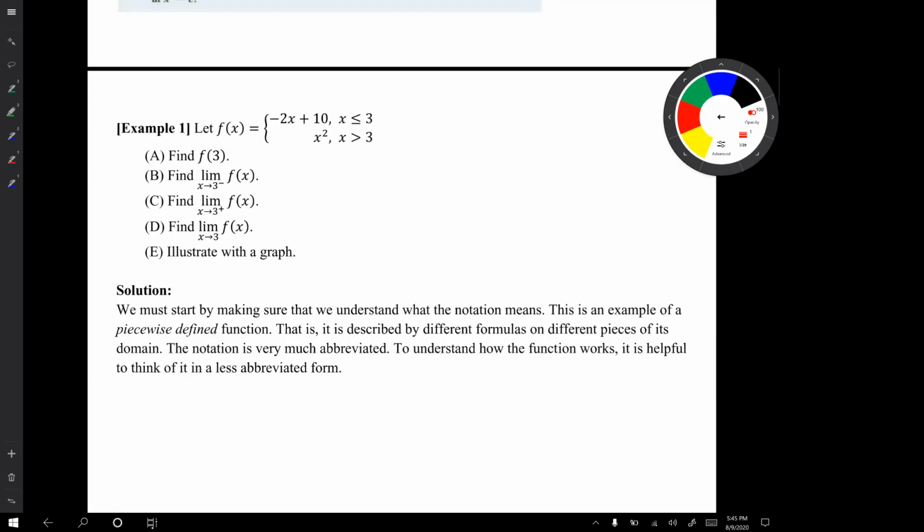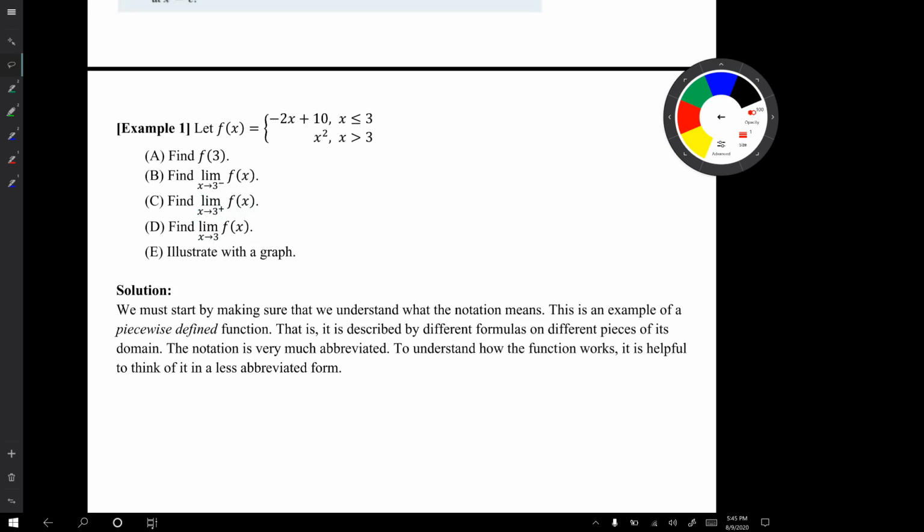First example, f of x is this function here, involving a single bracket and two lines of formulas. We're supposed to find f of 3. We're supposed to find the limit as x approaches 3 from the left of f of x, the limit as x approaches 3 from the right of f of x, and the limit as x approaches 3.